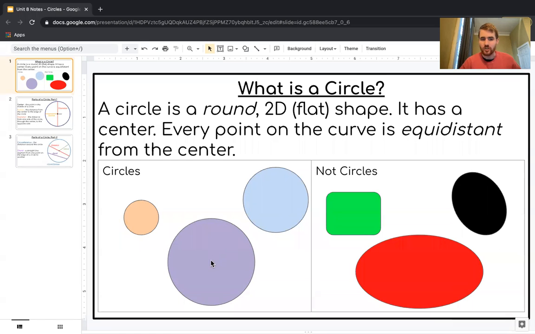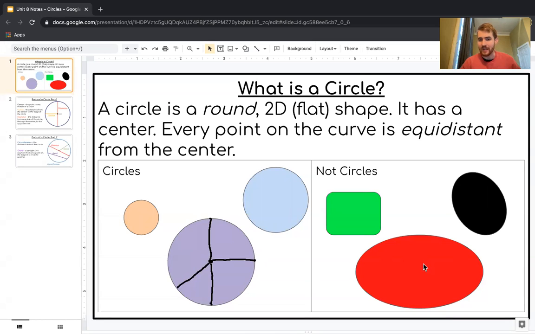So let's take this purple circle here. We've got this point that is the center right in the middle. And we know it's a circle because it looks like it's about the same distance from the top to the center, from the side to the center, from the bottom to the center, from down here to the center. Pick any point around the outside of the circle, and it will be the same distance to the center.